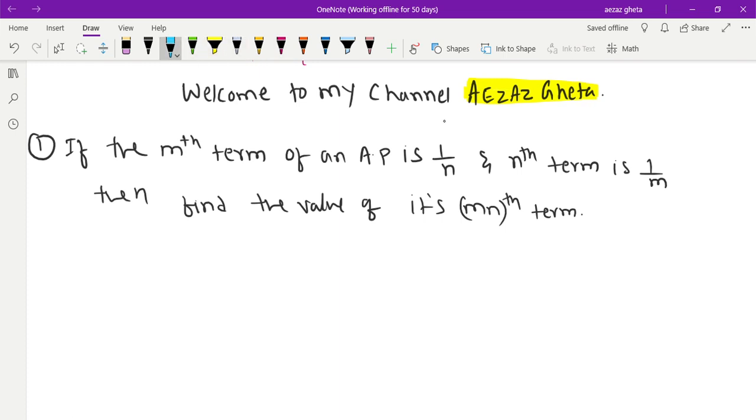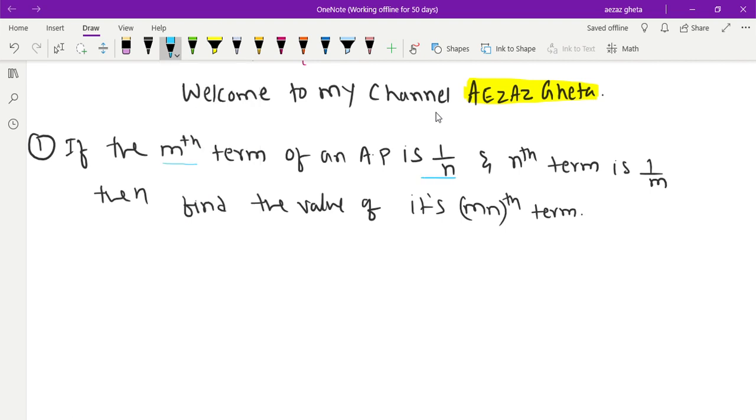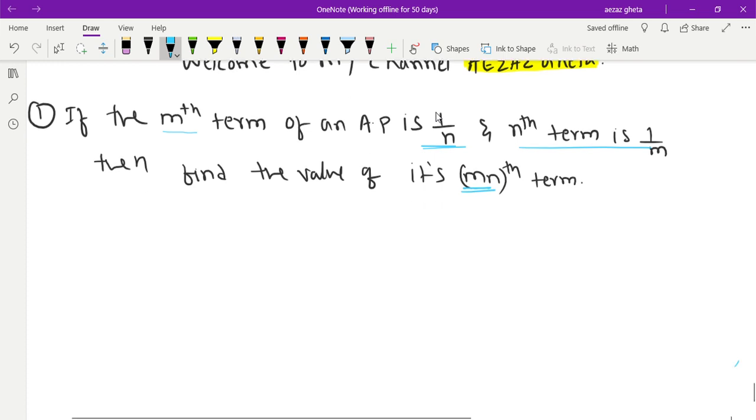Today we will discuss an important question on arithmetic progression. The question is, if the mth term of an AP is 1 by n and the nth term is 1 by m, we have to find the mnth term. Let us start.